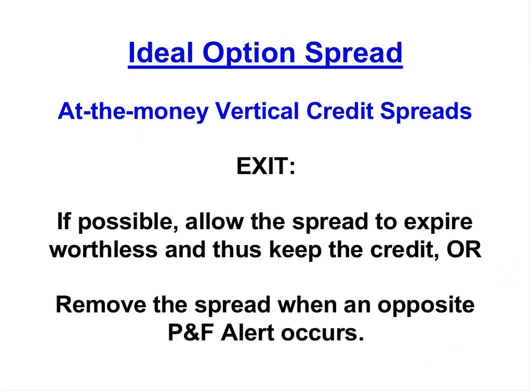All right, now, how do we get out of this? All right, if things work out, we're going to let it expire worthless. If the market does break out and go, we're just going to let it go and expire worthless, and we keep it. Now, of course, I'll talk a little bit about possible alternatives to that. But we're going to go ahead and let it go, and we're going to remove the spread basically when an opposite point and figure signal alert occurs.